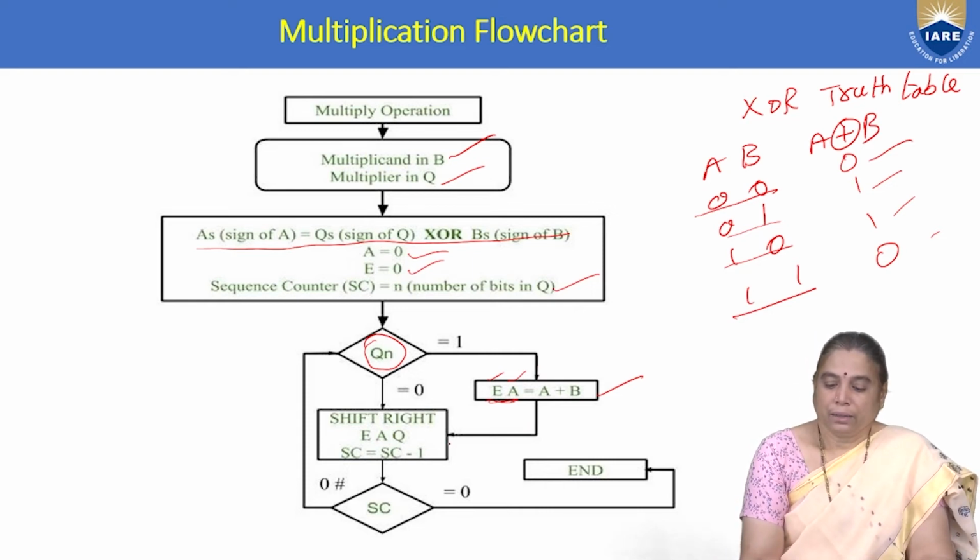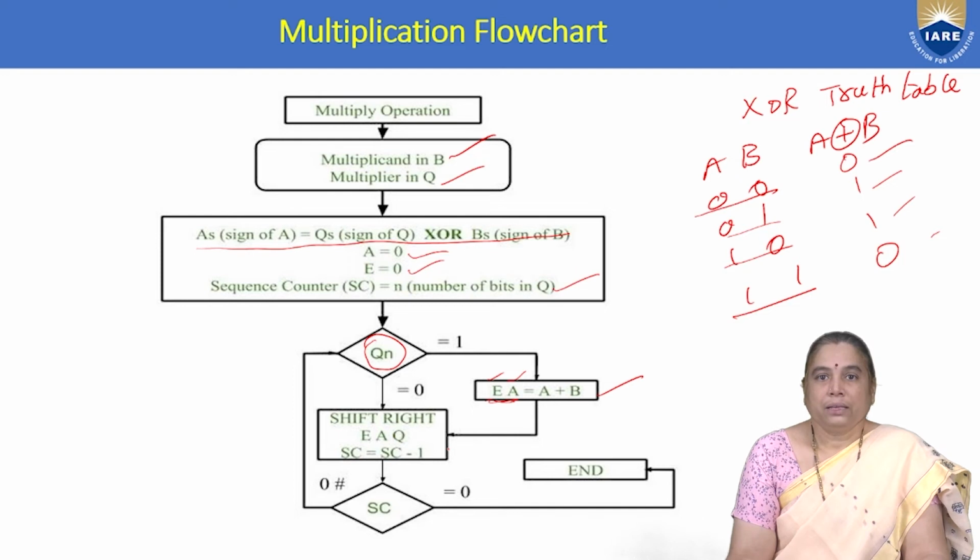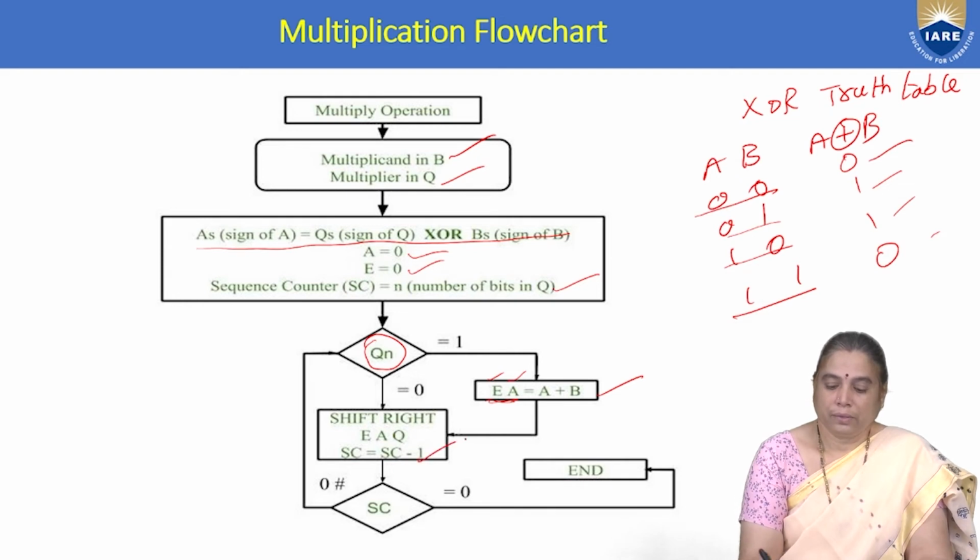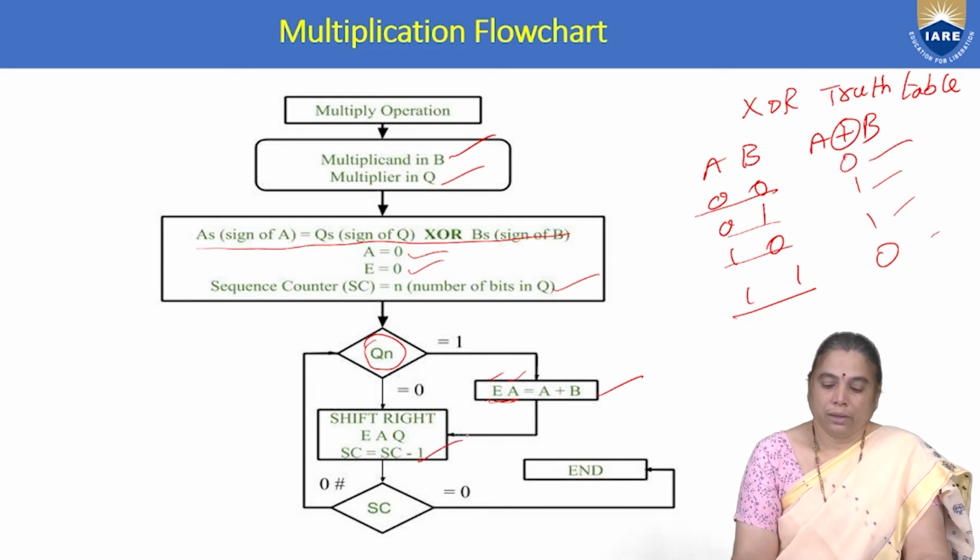After that, the shift operation has to be performed to move by one position. The shift right operation has to be applied, and one bit is considered. So the sequence counter is decremented by 1. SC is SC minus 1. Next, we check whether the SC value is 0. If the sequence counter is 0, the process ends. Otherwise, we have to repeat these steps.